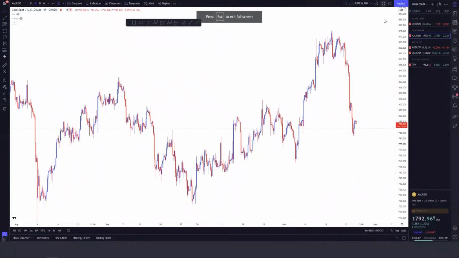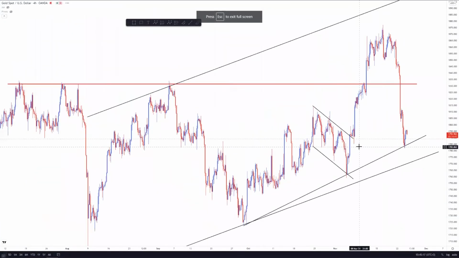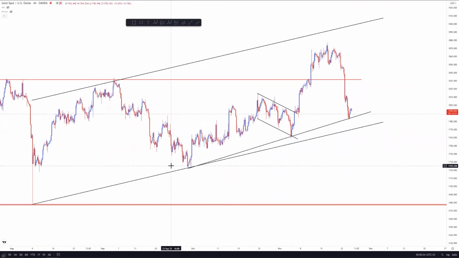Now let's look at things like gold. As this market continued to rally, we saw gold yesterday dropping off the roof. It was crazy yesterday and Monday as well. So what happened?